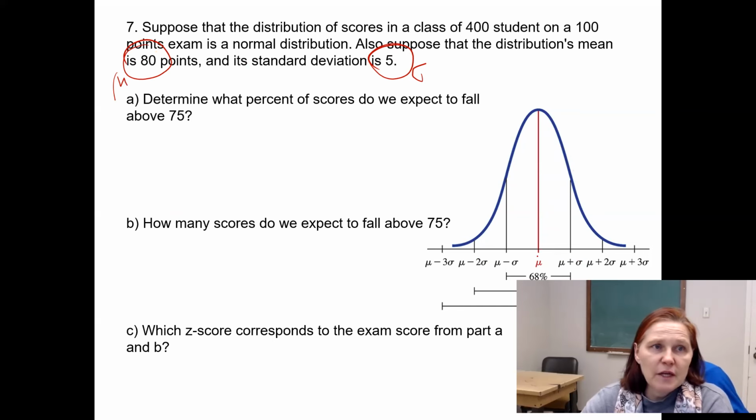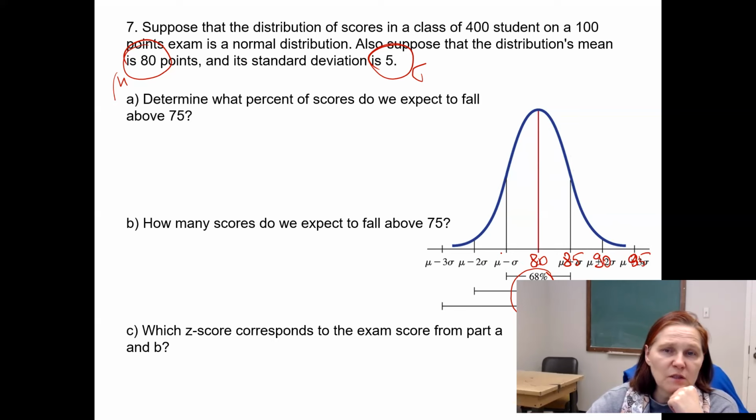When the mean is 80, we apply the 68, 95, 99 rule. We look at what score is one deviation to the right. The deviation is 5, so one deviation to the right is 85, two deviations is 90, three deviations is 95, and to the left, 80 minus 5 is 75, 70, 65.